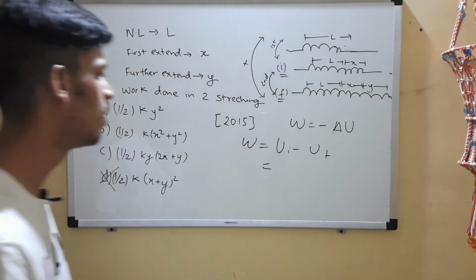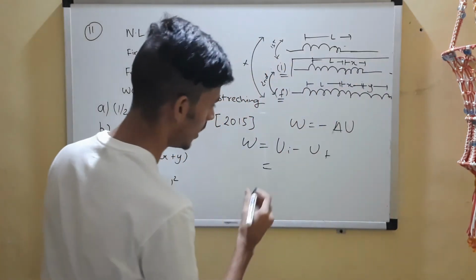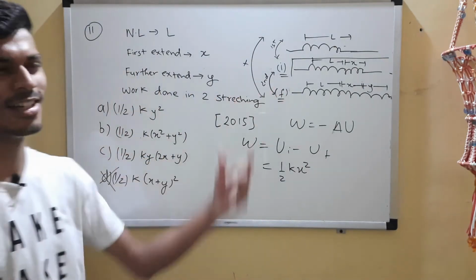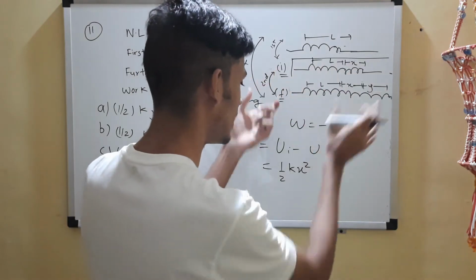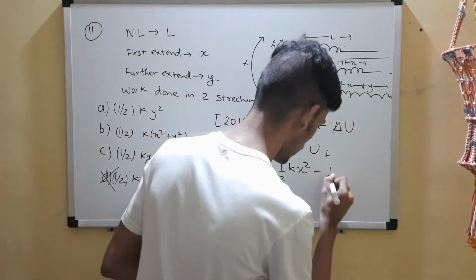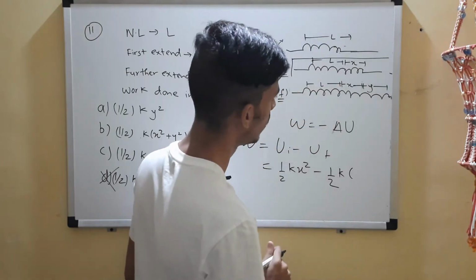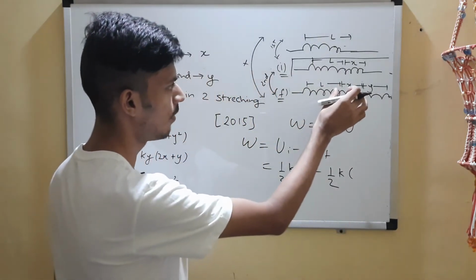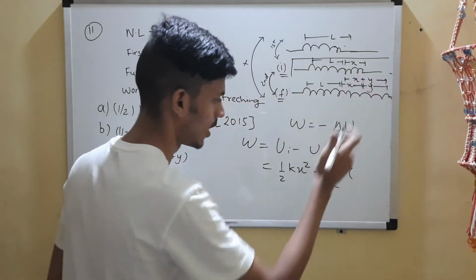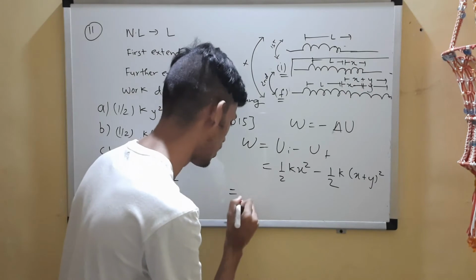So initial potential energy will be the initial condition over here. Pay attention: half k x square. Not L plus x the whole square, because L is the natural length and x is the extension. So don't get confused by the question. Again half k, and finally the extended length is x plus y, so extended length is x plus y the whole square.